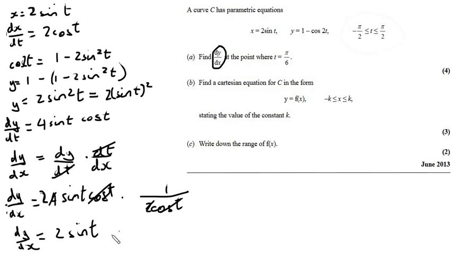All we need to do to find the answer is to plug in pi over 6 as t. And this should give us a value of 1. There we have it. That's part A of question 4, June 2013.